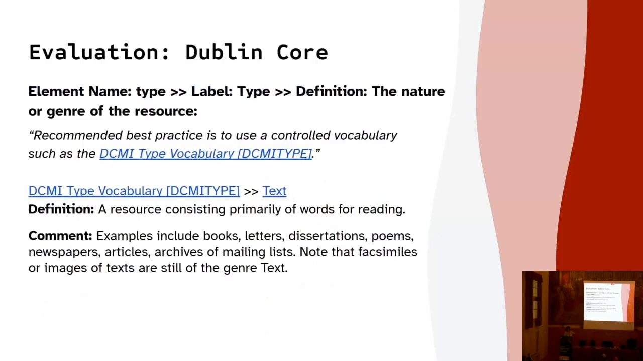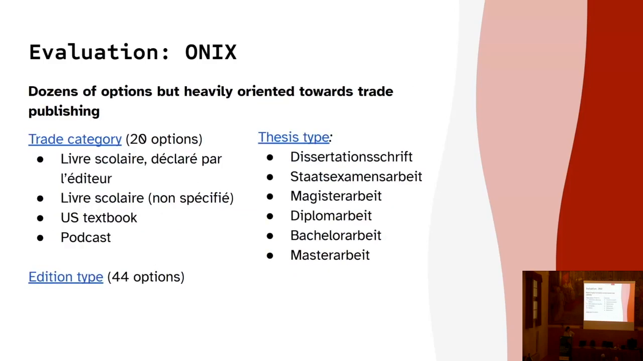Looking at Dublin Core, on the other hand, they refer you to the DCMI type vocabulary, and there is text. Text, that's it. And everything that has words goes into text. Then looking at ONIX, ONIX is really prevalent in book spaces, but it is so trade focused. It's almost impossible to categorize anything. I pulled out, they have the most comprehensive list of thesis types, very clearly not applicable in all scenarios.